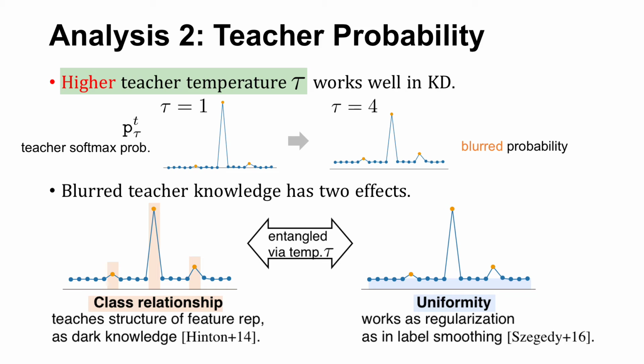The other effect is uniformity. The remaining irrelevant classes exhibit rather uniform probability by blurring. And, the uniformity works as regularization, as is the case with the label smoothing technique. It improves generalization performance of the student model. But, these two effects are entangled via teacher temperature. So, it is hard to properly control these two by using a single parameter tau.